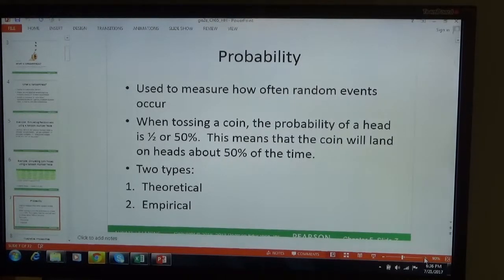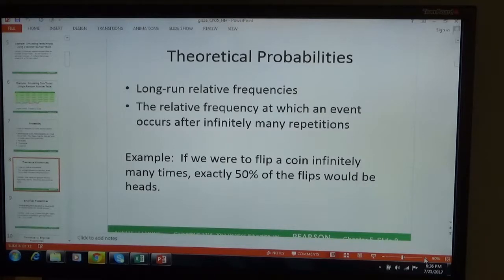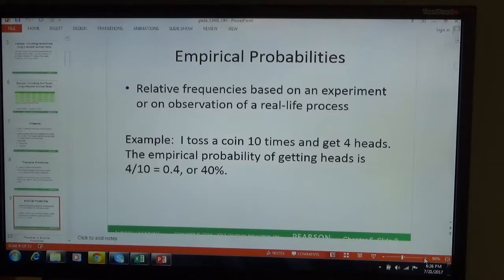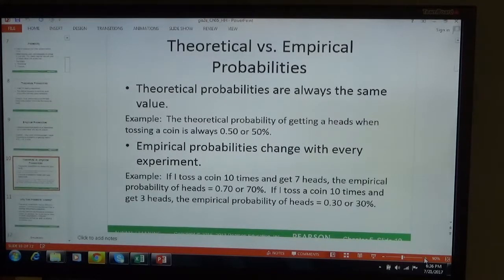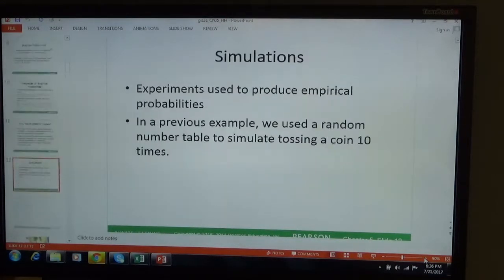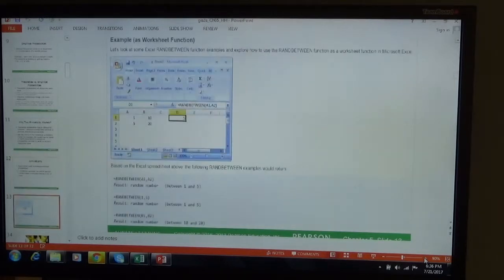The second one is what? Empirical. What is empirical? You can try many times. You can try 1,000,000 times to see. I believe the number will be very close to 50%. And actually, for the random numbers, we can use Excel to generate them.